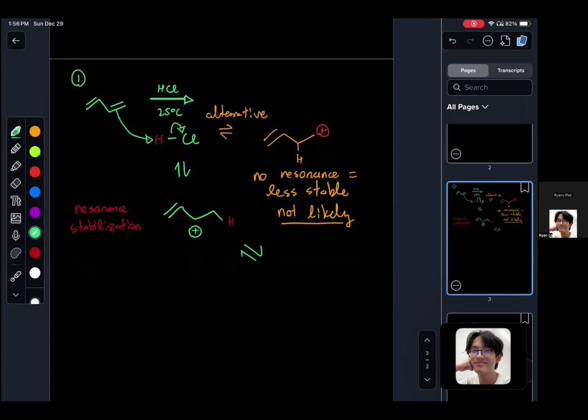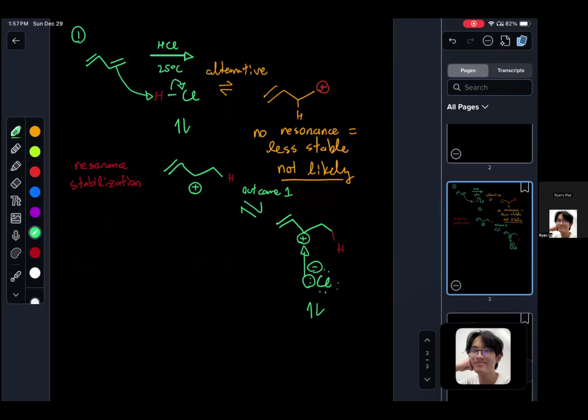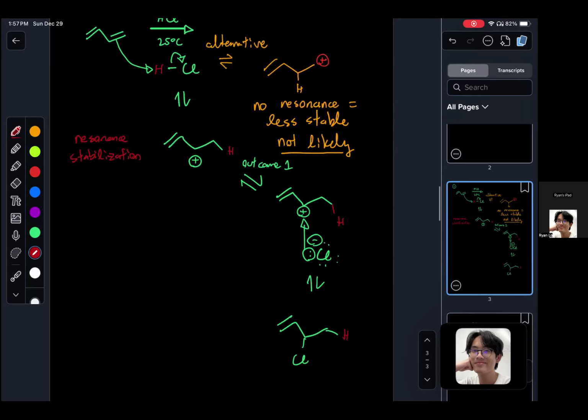So first possible outcome, outcome one, you have two products here. Outcome one is that from here, the Cl just kind of comes in and attacks and does its thing. It'll just attach itself onto that plus charge right there. You have negatively charged Cl here, attack right there. You end up with this. Okay? You end up with this product. Now the other outcome, right?